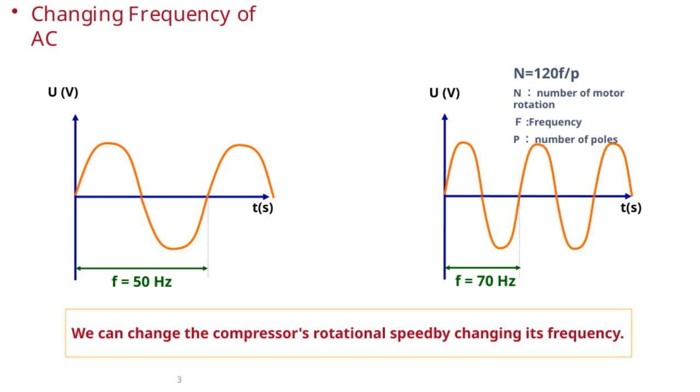For example, if we set the frequency to 70 Hz, the motor will rotate faster compared to when we set it to 50 Hz. You can see in the graphs here how the voltage U varies with time t for each frequency setting. This ability to change frequency gives us a lot of flexibility in controlling the compressor's operation, making it more efficient and adaptable to different working conditions. It's a key concept in modern motor control and energy management.